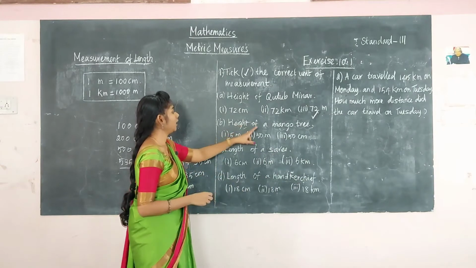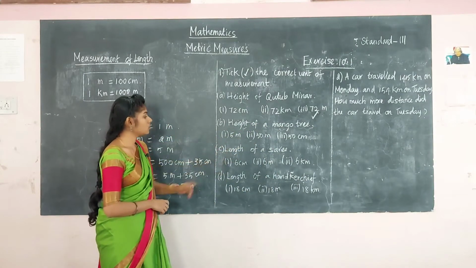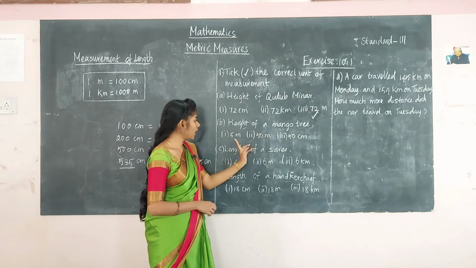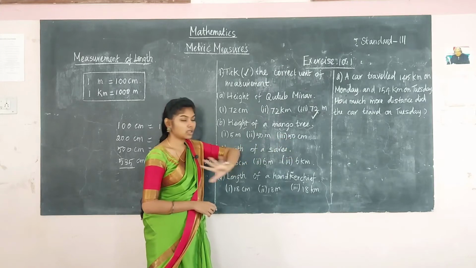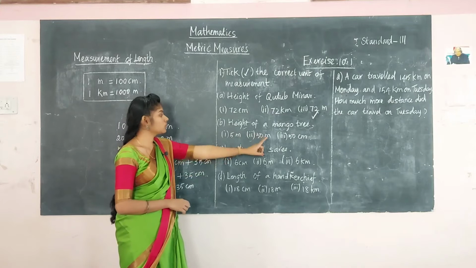And here, height of a mango tree. So you are going to do this as your homework. And next one, length of a saree. You have to choose, here 5 meter is given, 50 meter or 50 centimeter. Mango tree, how tall it will be, so you have to choose which one is right.